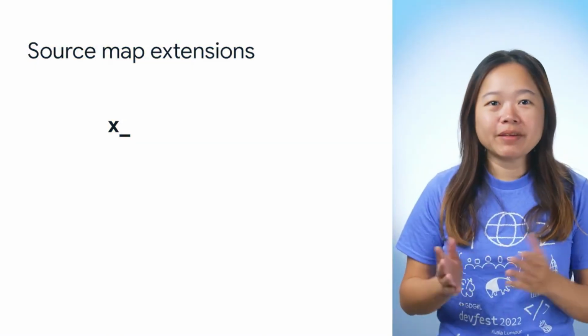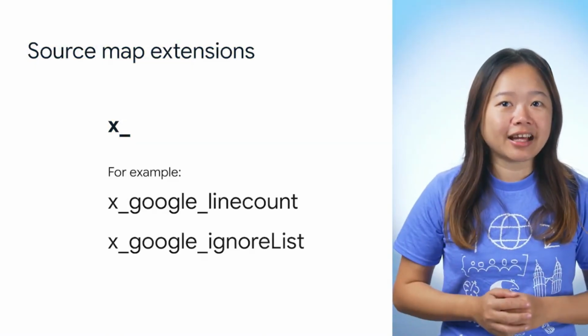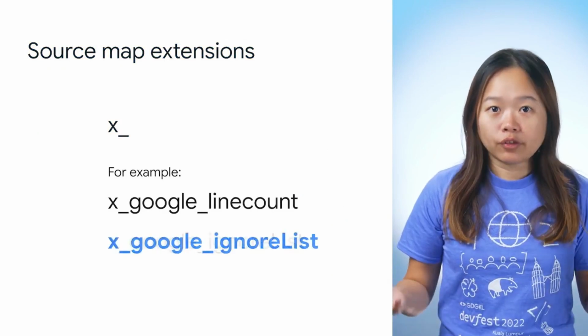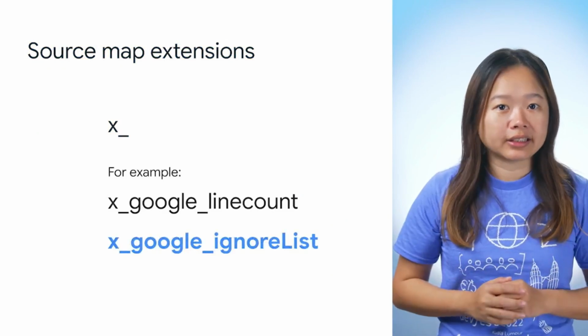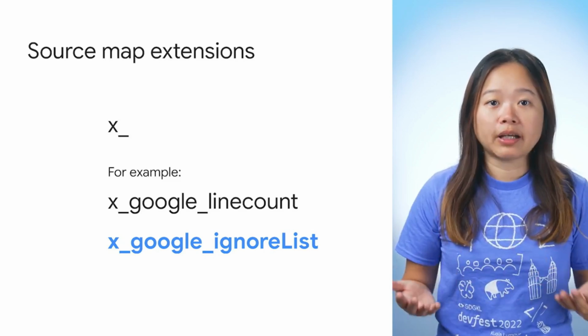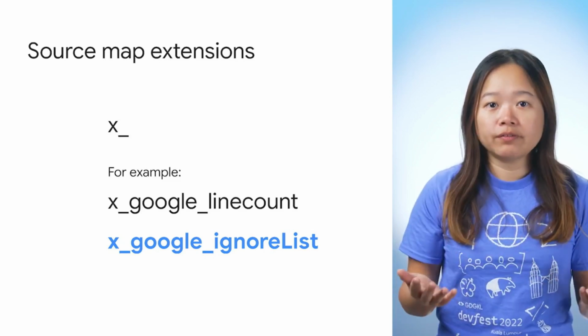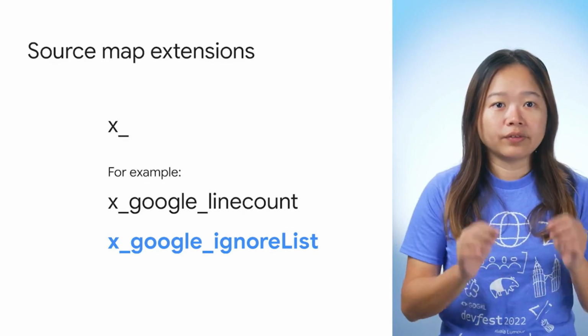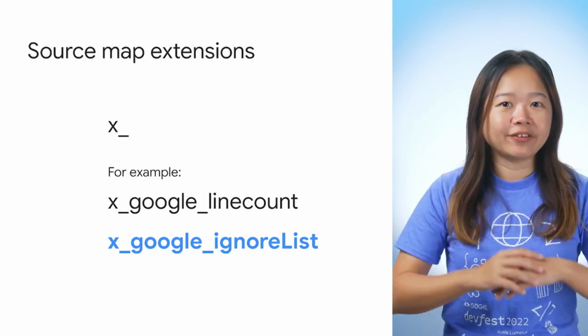Apart from that, source maps support extensions. These extensions start with the x_ naming convention. For example, there is an x_google_ignoreList extension field. It is a common field proposed by Chrome DevTools. If your build tools or frameworks support this extension, DevTools will use it to improve your stack trace. Here is how it works.